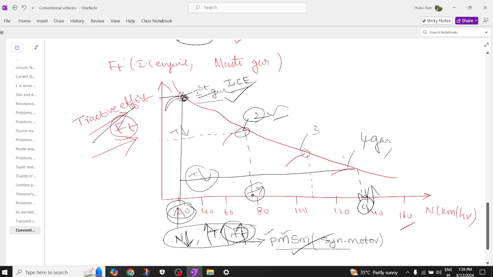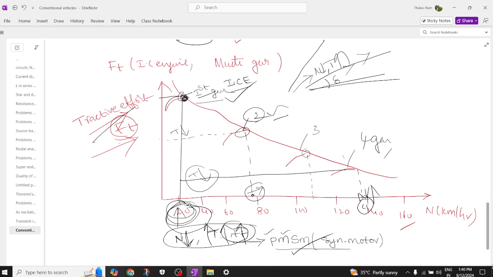For the first gear, for example, we are driving on an inclined line like a hill. On this hill you have some gradable angle, so the vehicle has to move up the hill. What does it require? At low speeds the IC engine has to offer high tractive effort. That is developed by the multi-gear system.